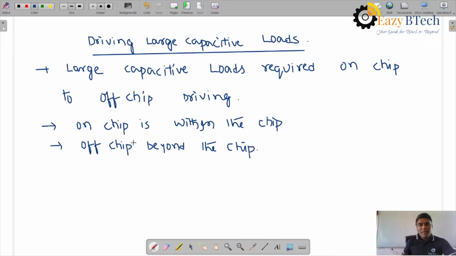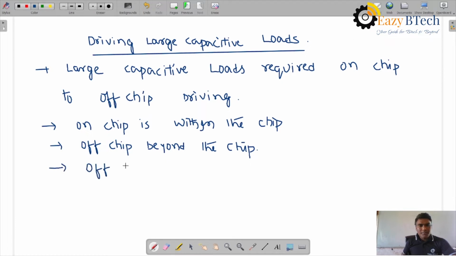So when we are driving from within the chip to outside the chip, large capacitive loads are required. It should be maintained from on-chip to off-chip. In order to drive the off-chip, on-chip should maintain the large capacitive loads.